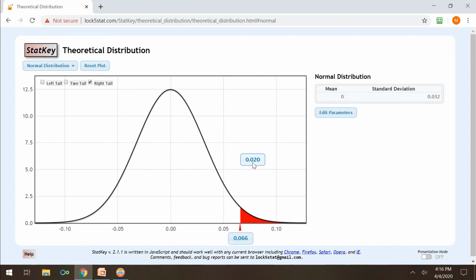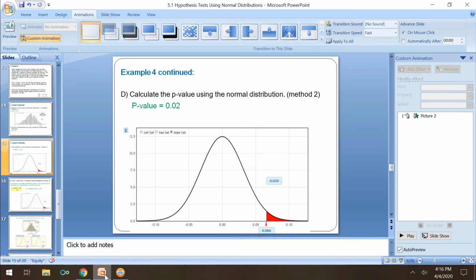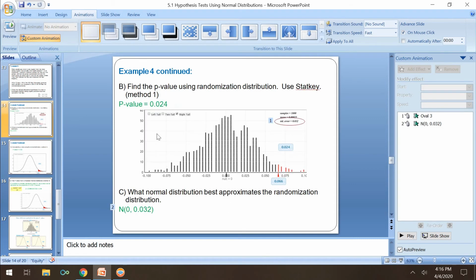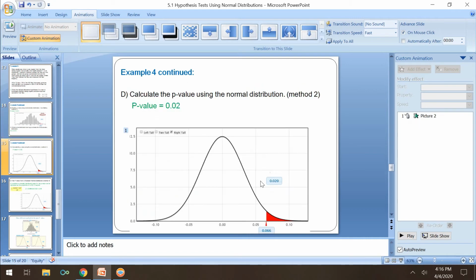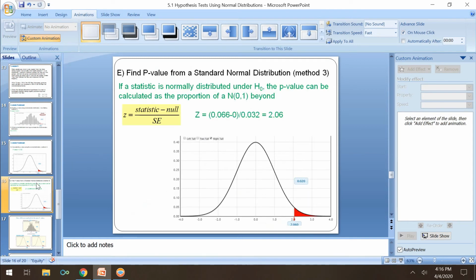Notice how the p-value is exactly the same as the previous one. So p-value is 0.02. So whether we use the randomization method that we learned in chapter 4 or the normal distribution method, we should get a similar p-value. Now let me show you a third method. A third method is using the standard normal distribution.